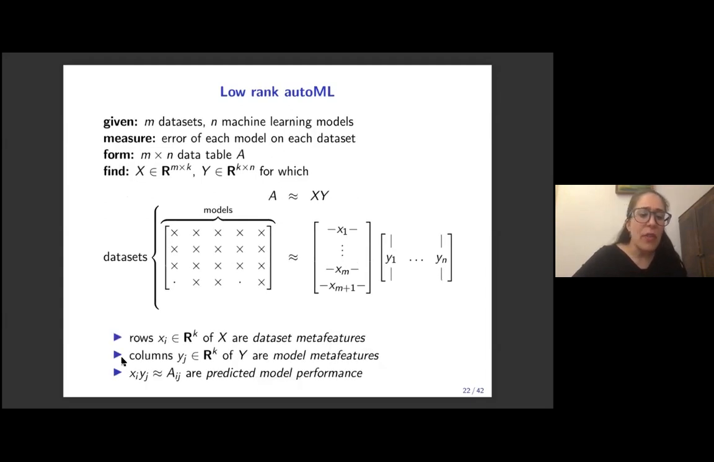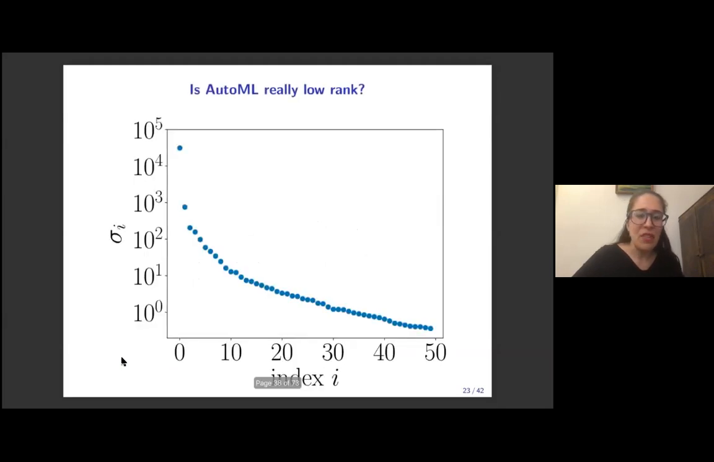Okay, you can think of the rows of X as being data set meta features, the columns of Y as model meta features, and the entries x times y as the predicted model performance on the new data set. Okay, so now the first question we should ask, this seems very pie in the sky.